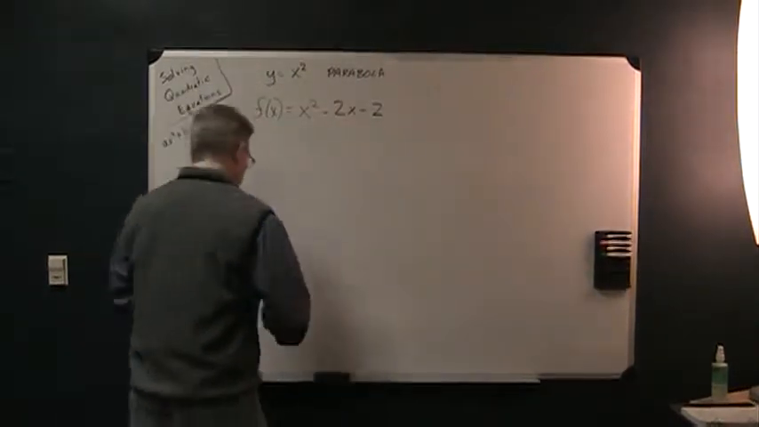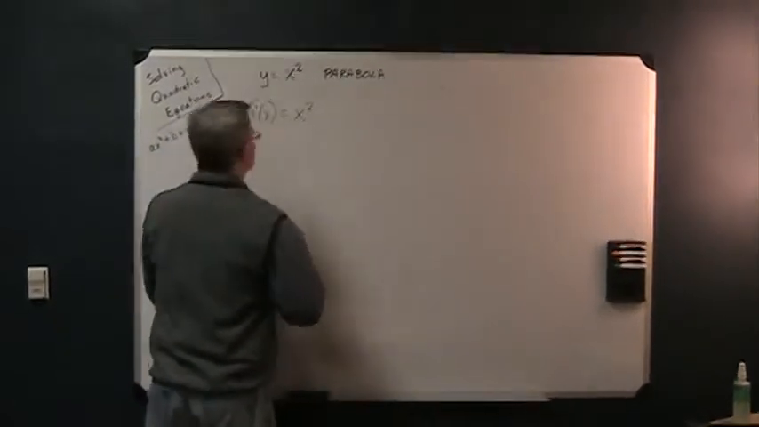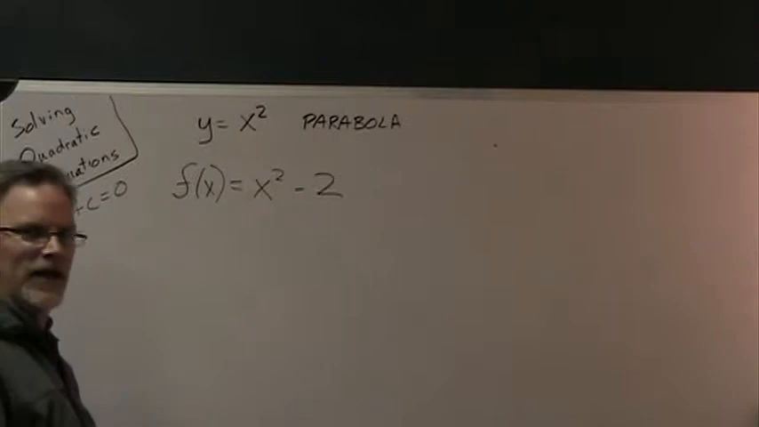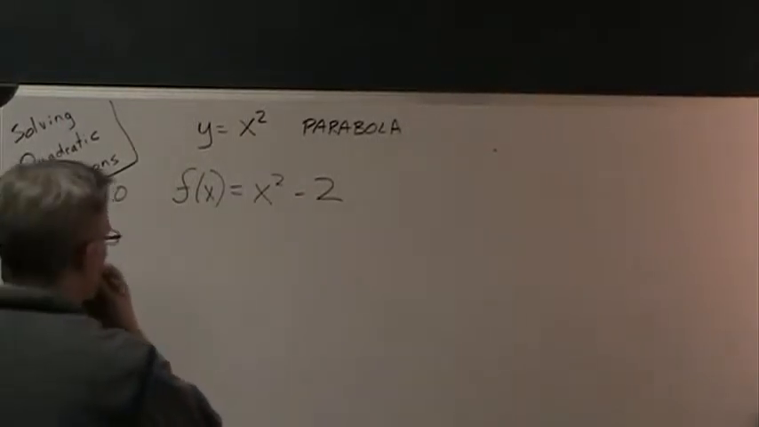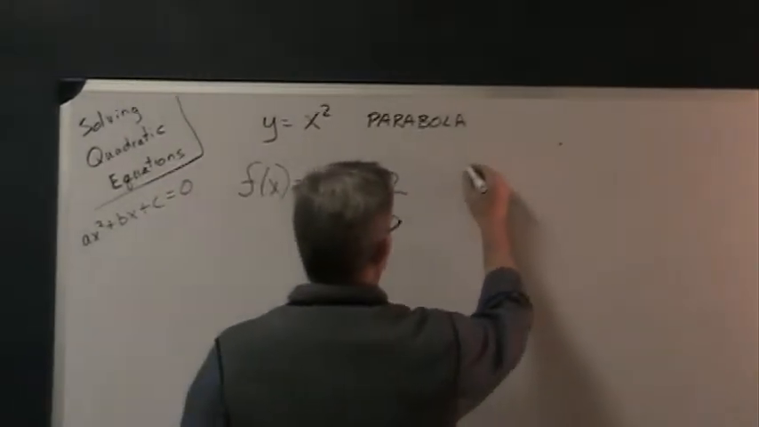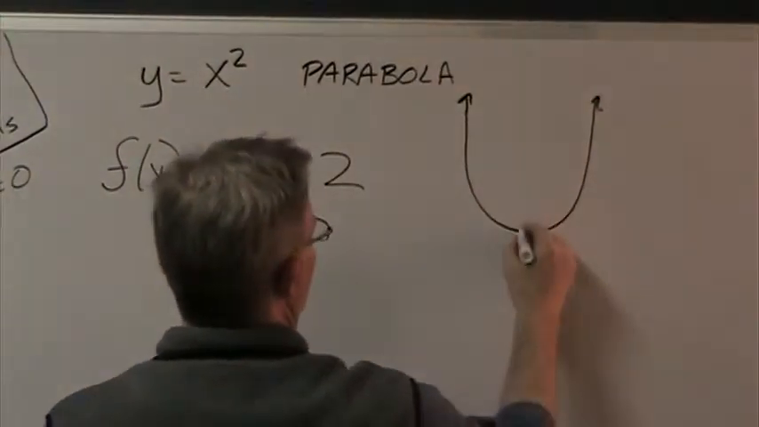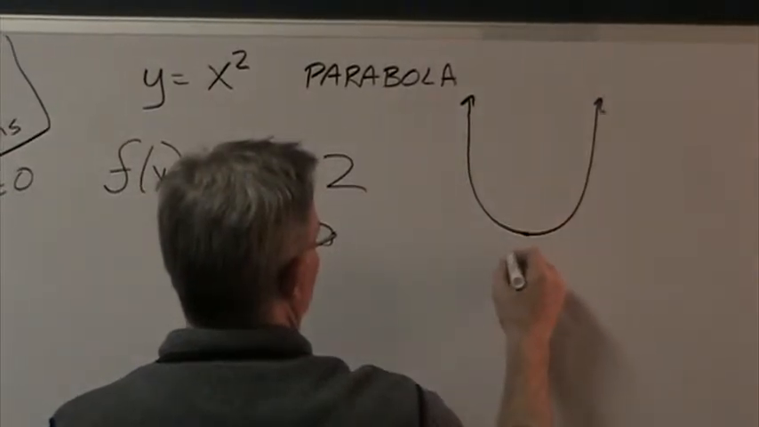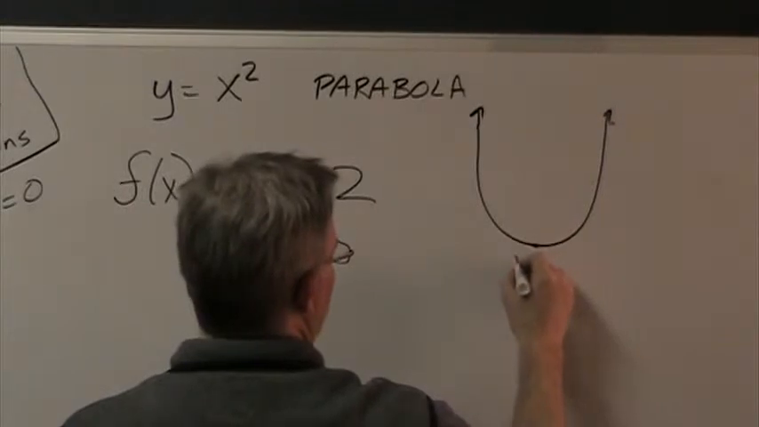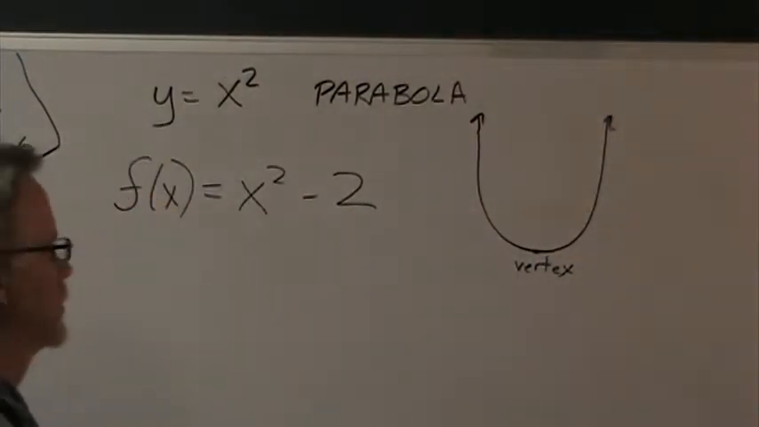Let's look at the parabola a little bit differently. Let's start with x squared minus 2. Now, a parabola looks something like this. This is the form of a parabola, where the lowest most point, if it's right side up, is the vertex.